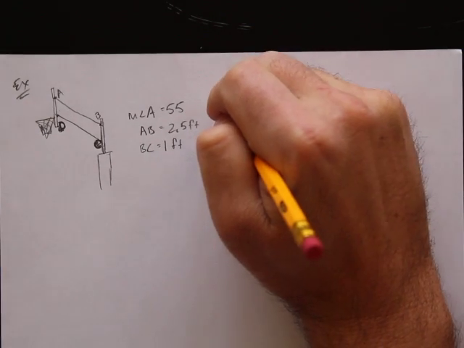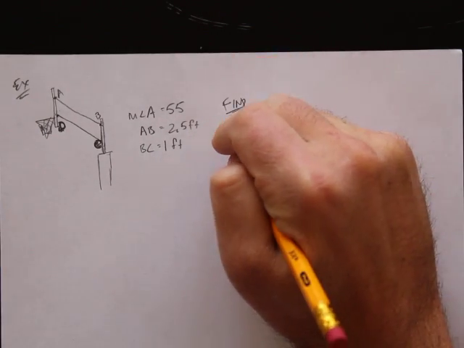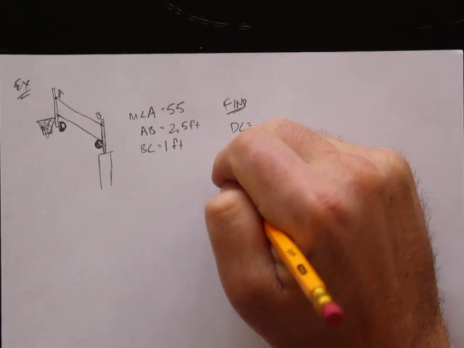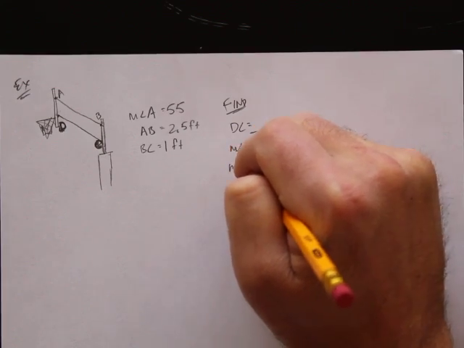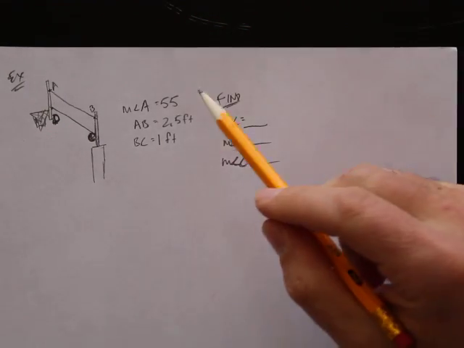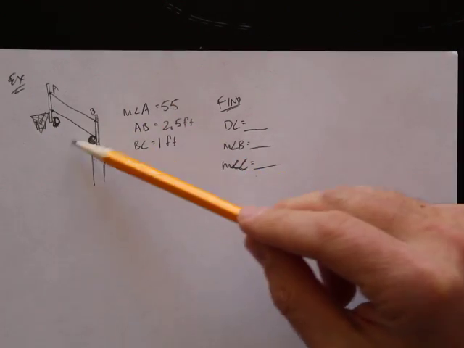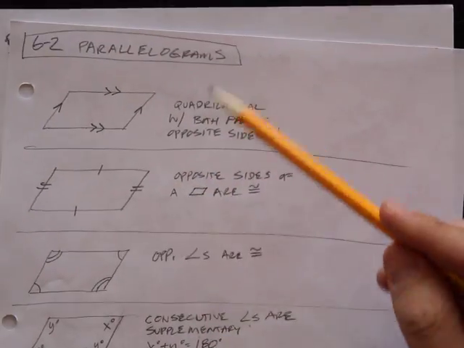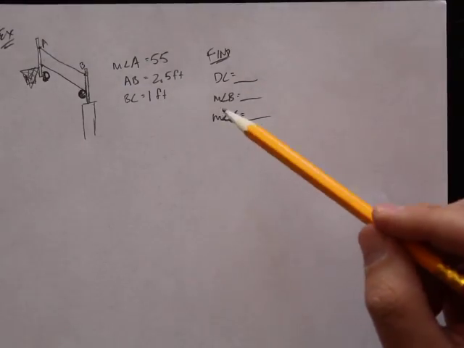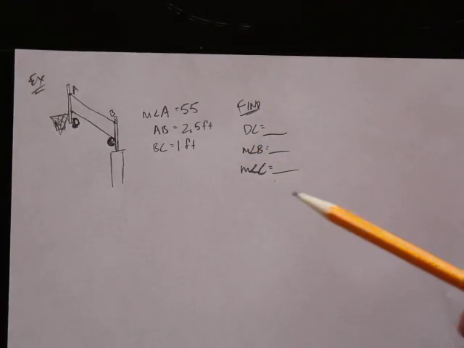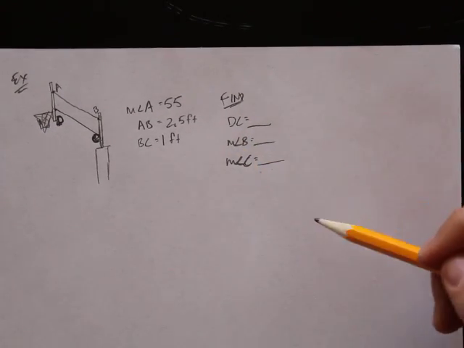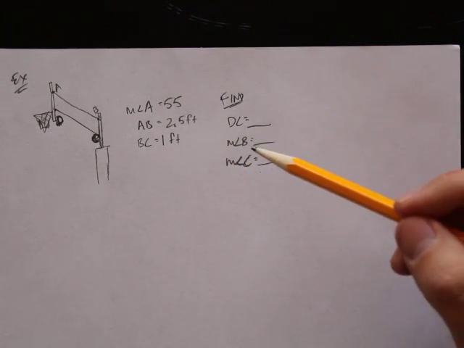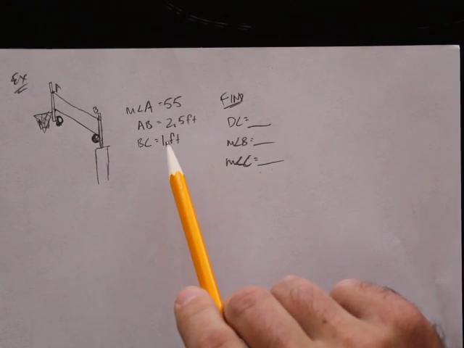Find DC, measure of angle B, and measure of angle C. If you feel comfortable with this, knowing all of this information that I just gave you, go ahead and pause the video and get to work on it. If not, I'm still going to go through it right here, but I just thought I would give you a chance to pause it right now and do kind of a you try here. So go ahead and do that now if you want to.